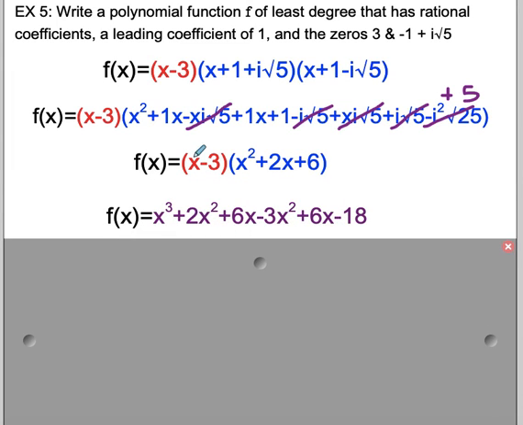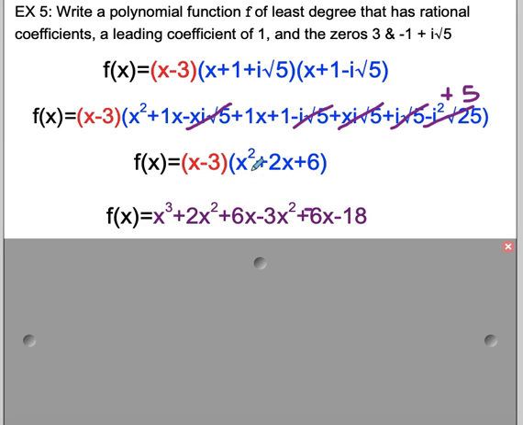Okay, then I FOIL. X times x squared is x cubed. X times 2x is 2x squared. X times 6 is 6x. Now I do the other term. Negative 3 times x squared is negative 3x squared. Negative 3 times 2x is negative, that should be a negative 6x. Not a positive. Double check.